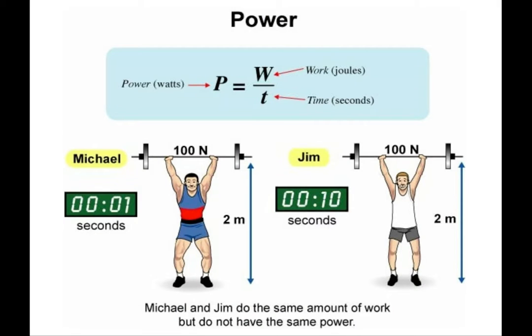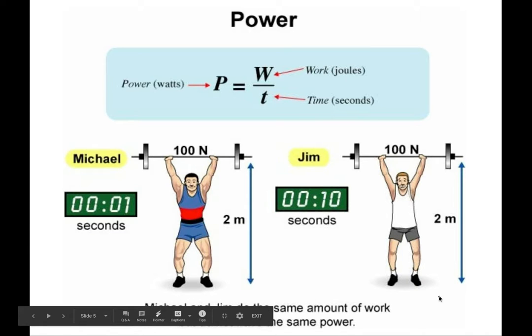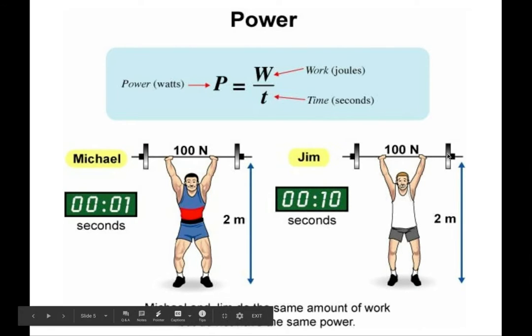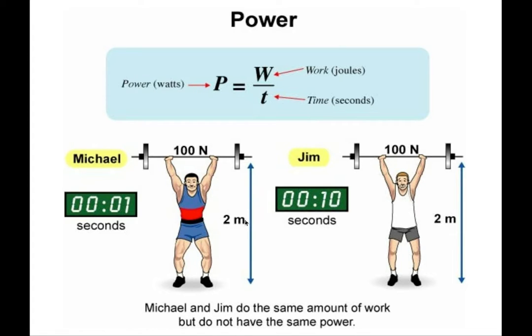Now, we have two situations. Power is equal to work divided by time. Down here, it states that Michael and Jim do the same amount of work, but do not have the same power. They're both lifting a 100 Newton barbell, both lifting it 2 meters, so their work is the same. Work is force, 100, times distance, 2. They're both doing 200 joules of work. The key is that Michael lifts this barbell in 1 second, whereas Jim lifts it in 10 seconds.